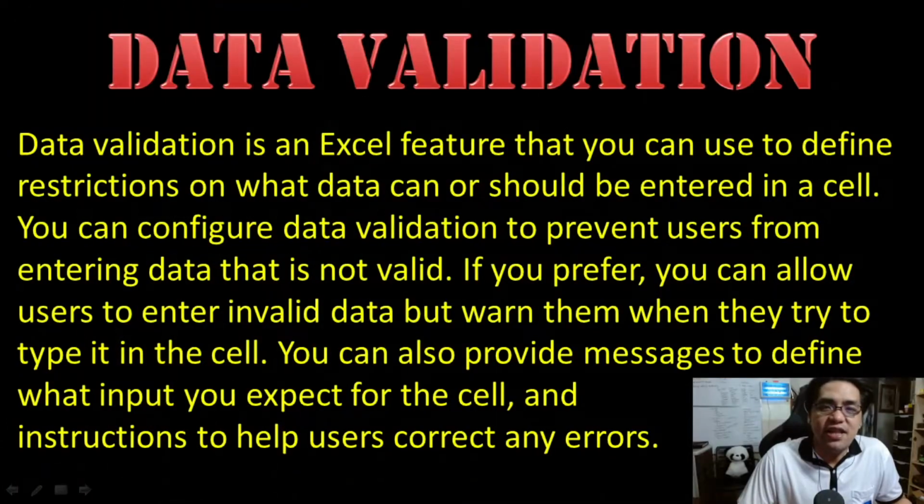So what is data validation? Now, reading from Microsoft Excel's own help document, data validation is an Excel feature that you can use to define restrictions on what data can or should be entered in a cell. You can configure data validation to prevent users from entering data that is not valid. If you prefer, you can allow users to enter invalid data but warn them when they try to type it in the cell. You can also provide messages to define what input you expect for the cell and instructions to help users correct any errors.